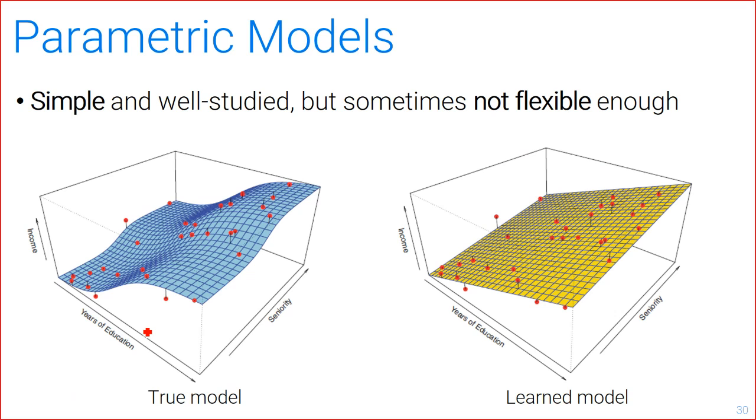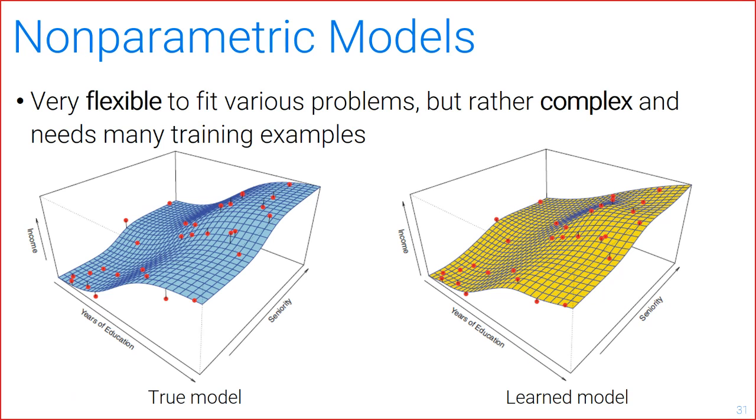A parametric model, for example, would be a plane, something like here in yellow. Just a plane in that three-dimensional space, and that is the model. So for any given value of years of education and seniority, for example, we go to the point in that plane, and that will be our prediction, our estimate for the income. So you see the model is not very flexible, but hey, maybe it's good enough. The point is it's not flexible, it's just going to be flat, so to speak.